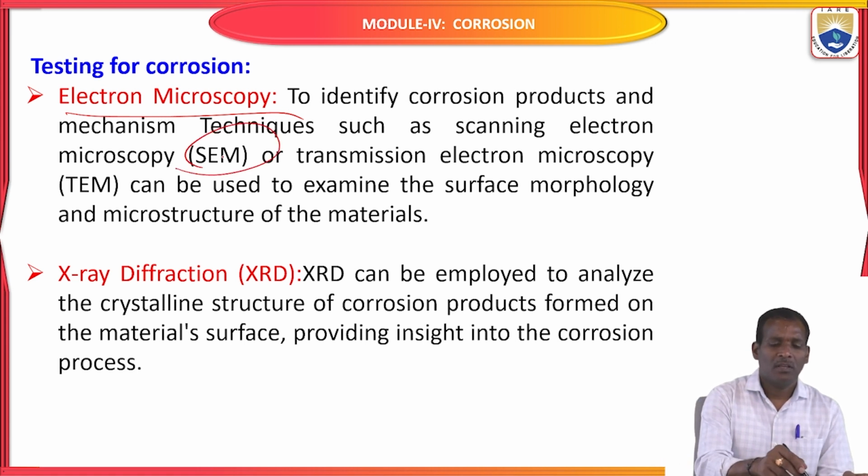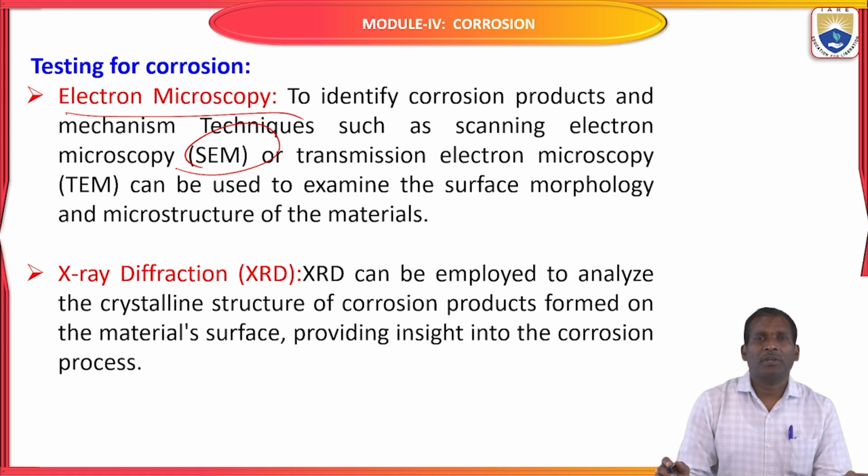So that is SEM, scanning electron microscopy, or transmission electron microscopy, that is TEM, which can be used to examine the surface morphology and microstructure of the material. By using this microscopic test, you can identify the corrosion. Clear. So this type of test is called electron microscopy.